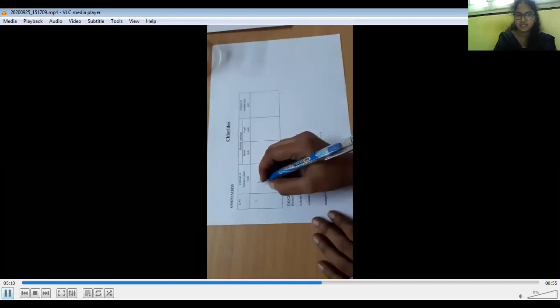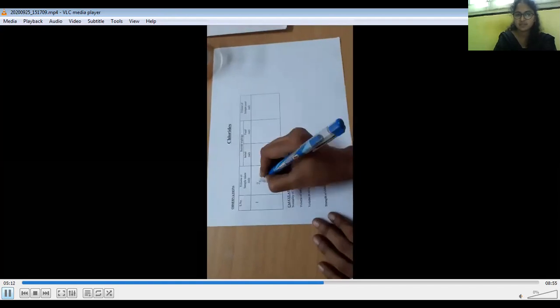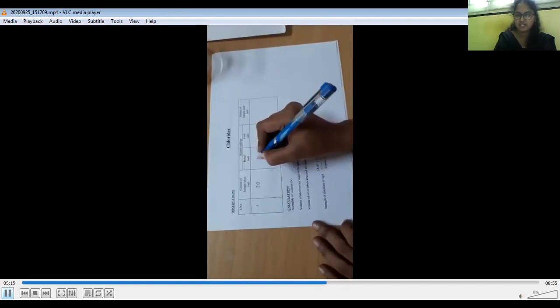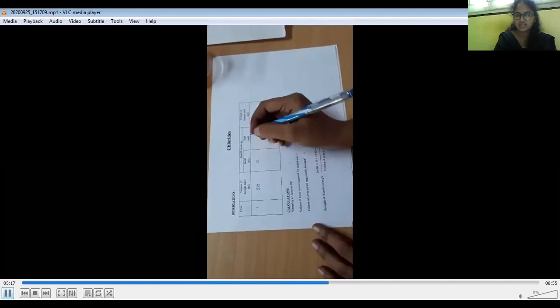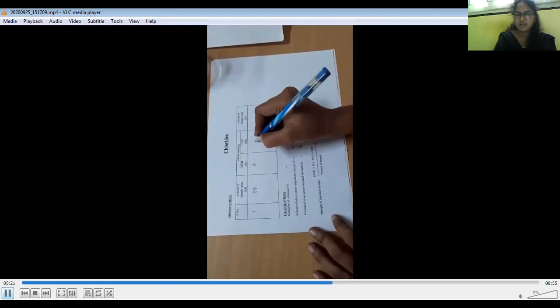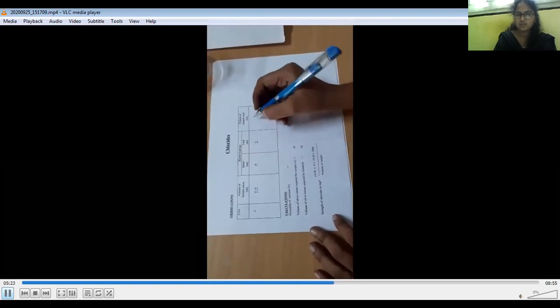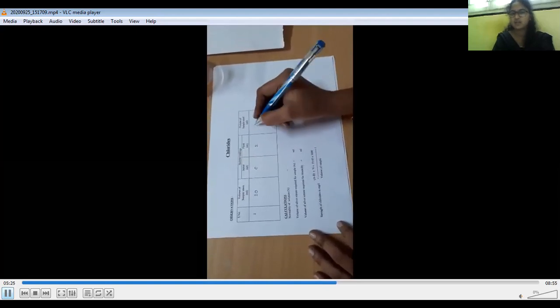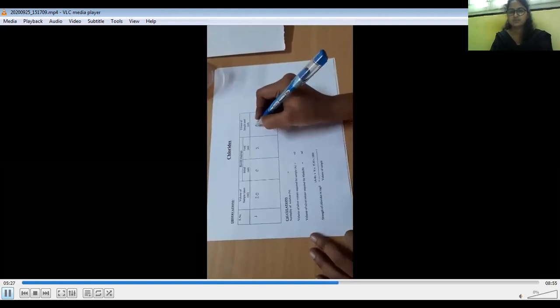Now calculation. Serial number 1. Volume of sample taken. How much sample do we take? 20 ml. And what's the initial reading for starting the experiment? 0. And at the end, the value is 2. So the volume of silver nitrate required is 2.